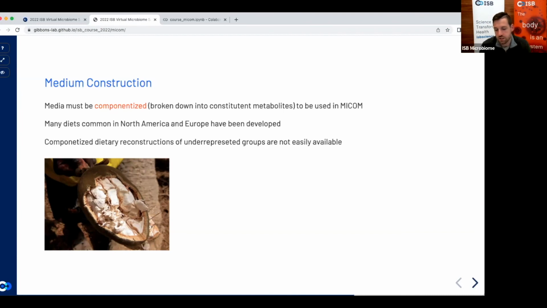The construction of media that's representative of the diet of underrepresented groups rather than the diet of European and North American individuals, as well as the inclusion of food consumed by these groups in these food databases that we're using to build the media, is another issue that must be addressed by the microbiome research community in coming years to make research in this field more representative of the world population and more applicable to the world population, rather than just those groups that are historically overrepresented, again being European and North American microbiomes.